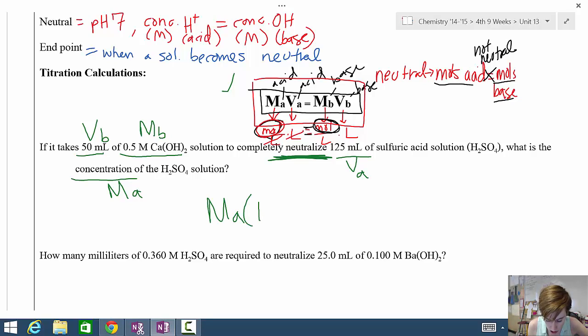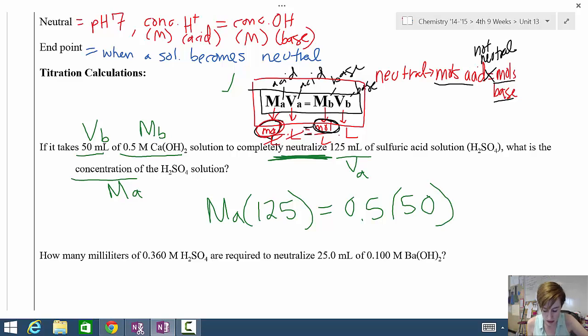The volume of my acid is 120 milliliters, and you can leave it in milliliters. You don't have to convert. Molarity of my base is 0.5, and volume of my base is 50 milliliters. So I'm going to solve for Ma.